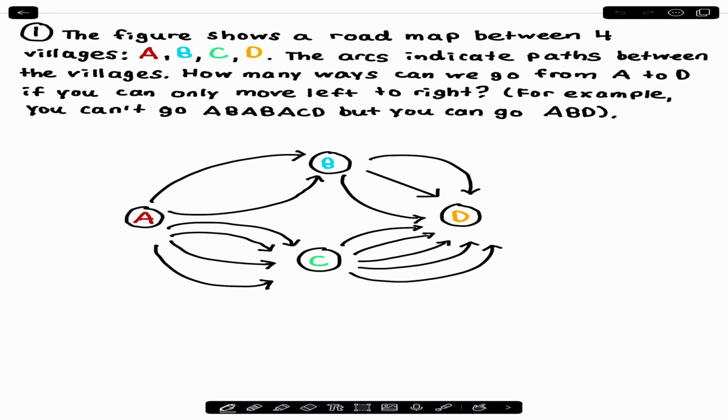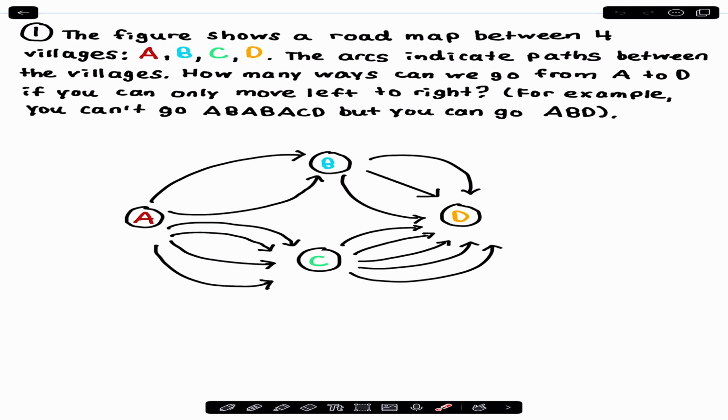So question number 1 says, this figure shows a road map between 4 villages, A, B, C, and D. The arcs, so this little thing over here, indicate paths between the villages. So this is a path from A to B, and this would be a path from B to D. And the question asks, how many ways can we go from A to D if you can only move left to right? So we want to go in this general direction.